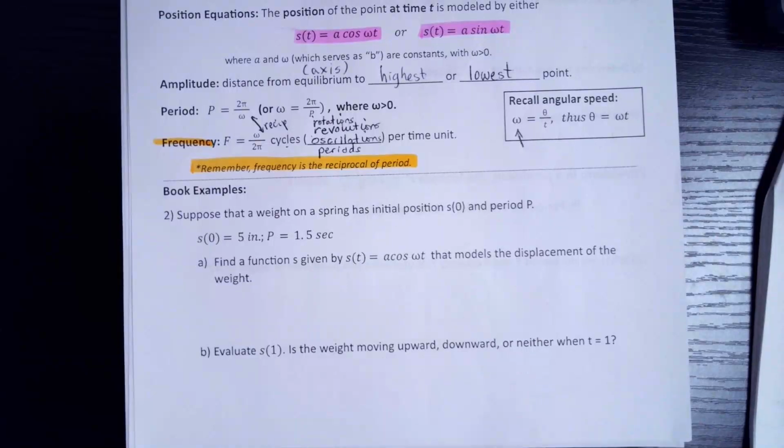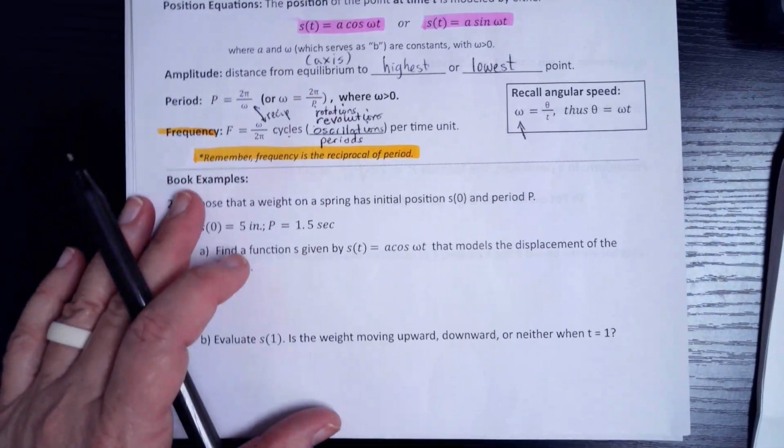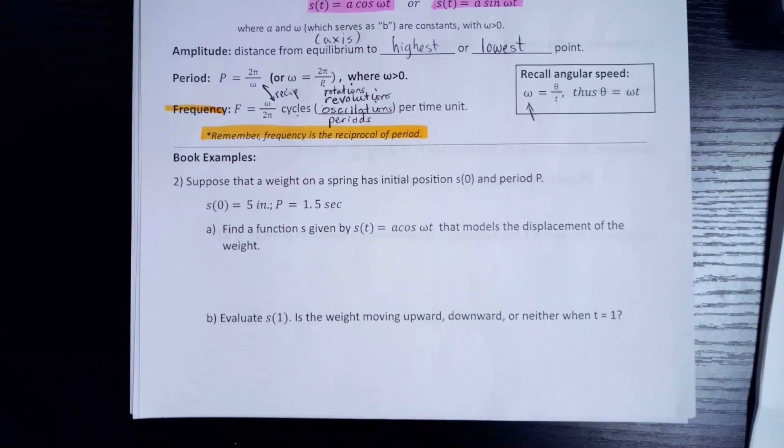Okay, so let's look at some examples from the book. Example 2 from the book. Suppose that a weight on a spring has initial position S sub 0 and period P. Okay? Now, I said S sub 0 because a lot of times sub 0 is used for initial, but what does that actually say?